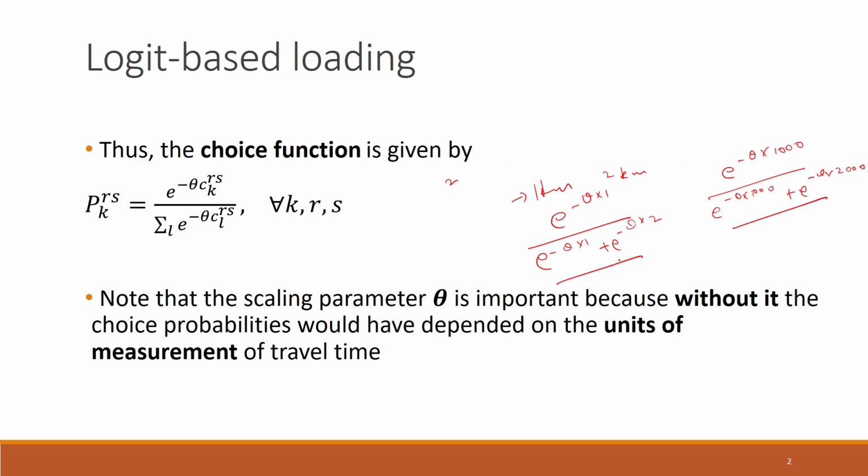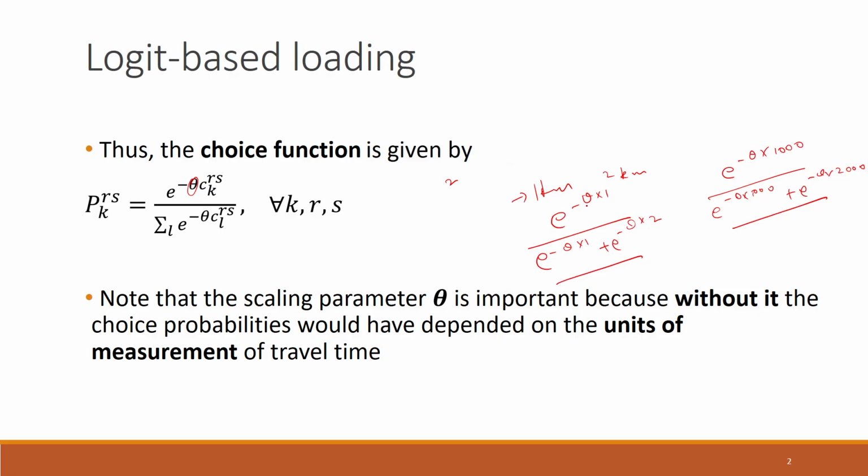but this is an issue because the probability of choosing a particular path should not be dependent upon what units we use to specify the length of that path, right? So the choice of the units that we use to specify the values of CKRS should not affect the choice probability. Therefore this theta is required, because it will accordingly scale these probabilities.